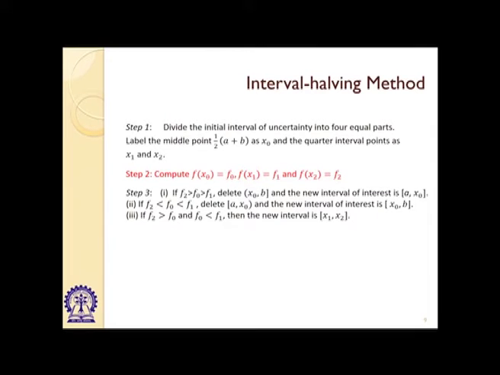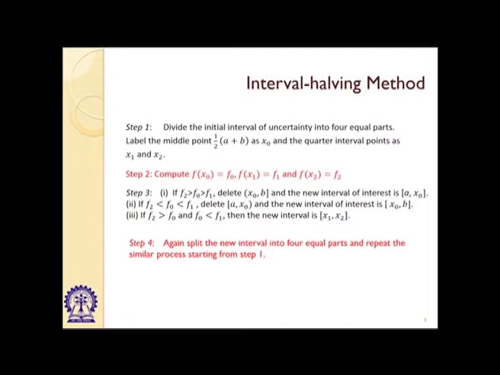Now, the other case: if f2 is greater than f0 and f0 is less than f1, that means around f0 we have the minimum, and on one side f1 has a higher value and on the other side f2 has a higher value. That means the minimum cannot lie below x1 or beyond x2. That is why we will take the new interval of uncertainty as x1 to x2.